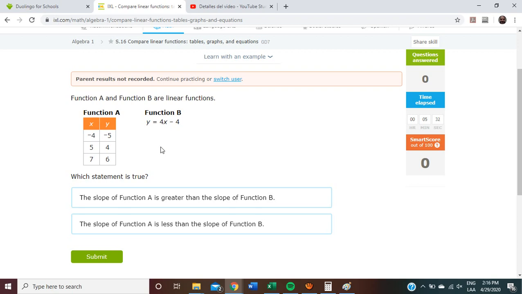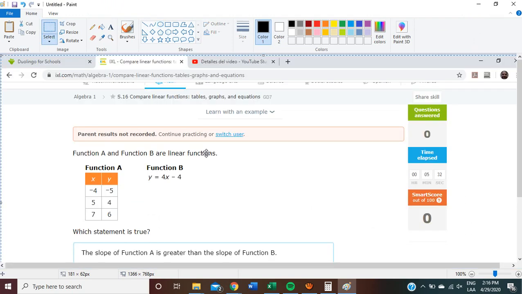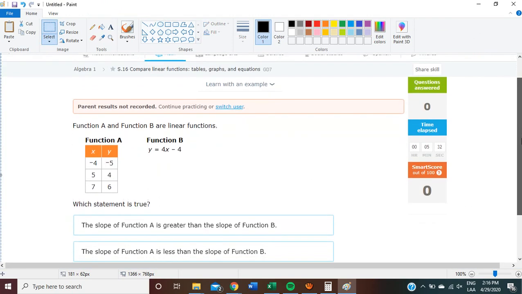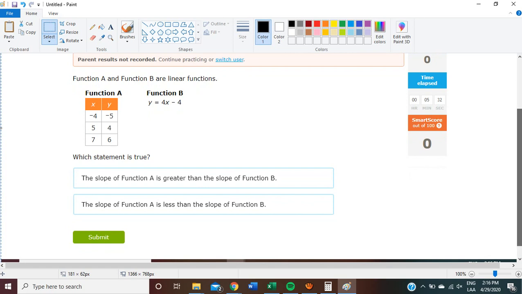Okay, so in order to do that, we are going to try to answer the question that is here. Which statement is true? The slope of function A is greater than the slope of function B. I know that the slope of function A is 4, remember? But I don't know what the slope of function B is. So we have to find it out. Okay? So how are we going to do it?